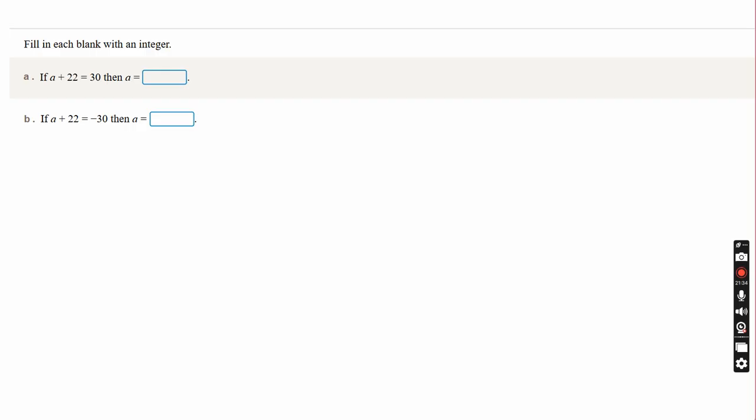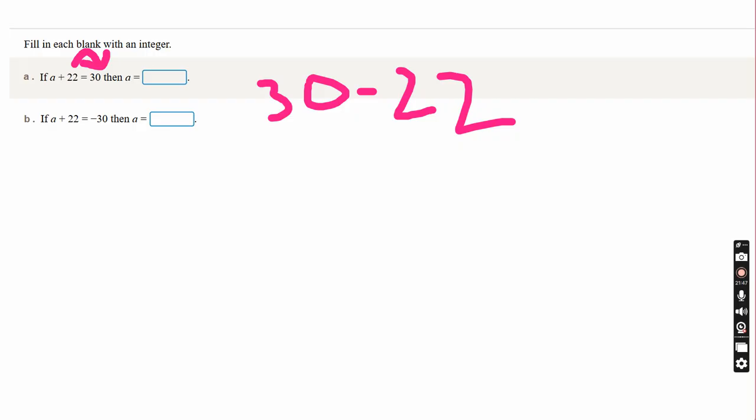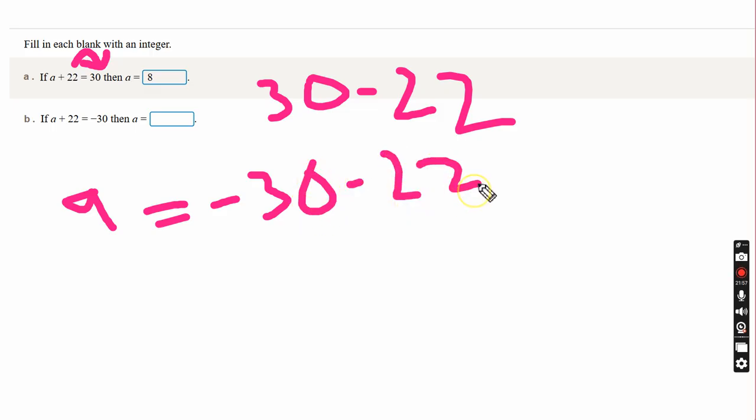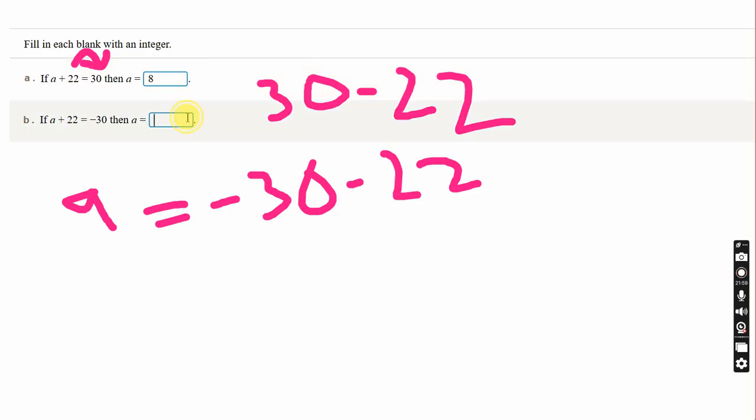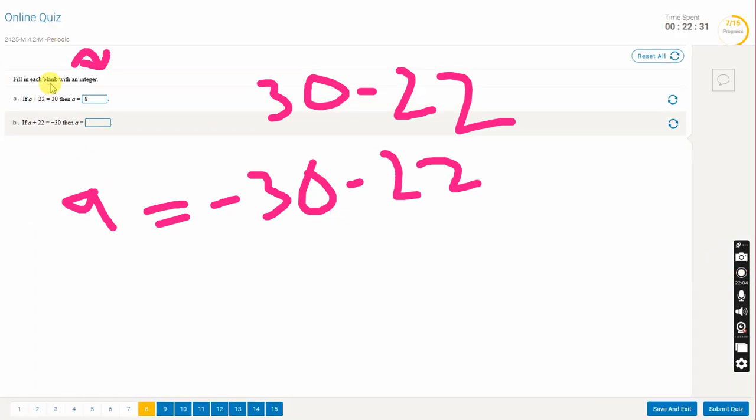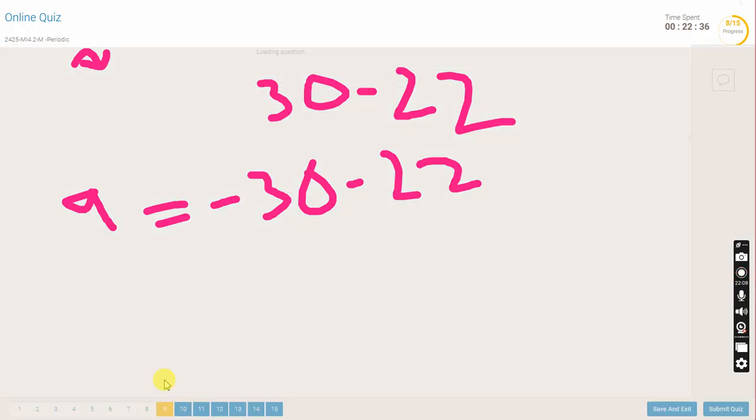Okay, again, just do it here. You're going to take 22 to the other side. What do you get? You get a is equal to 8 for the first one because it's 30 minus 22. You get 8 for the first one, the above one. Then for the bottom one, you're getting negative and negative. So a is equal to minus 30 minus 22. So minus 30 minus 22 is what? Minus 52. So again, just put the negative sign. Negative 52.